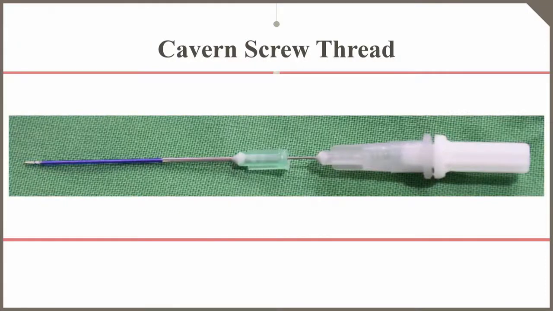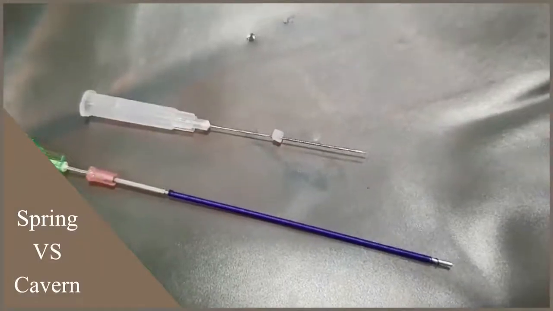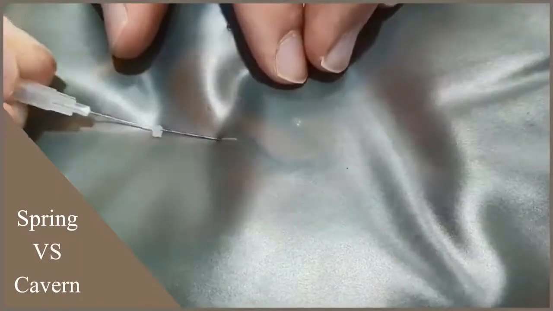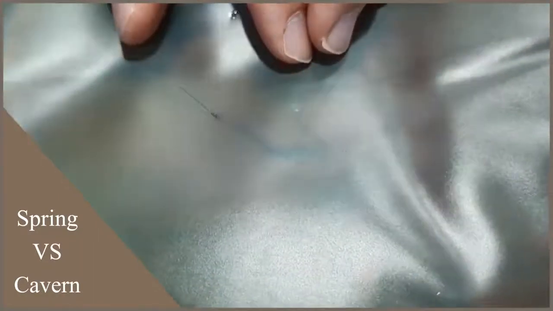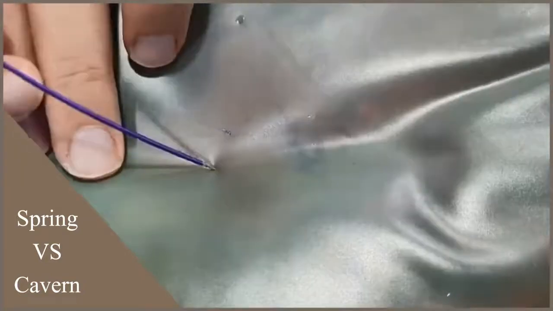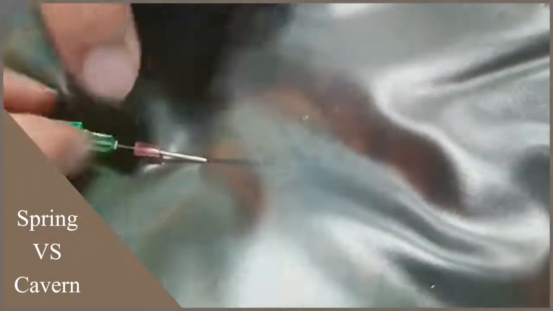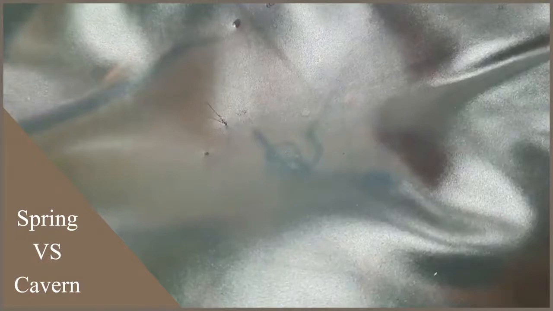The sky color device is the auxiliary tube. Different from the conventional spiral thread, in which if you remove the cannula, the thread can easily come out together, by the help of the auxiliary tube, you can insert the cavern thread completely, pushing the thread into the tissue.